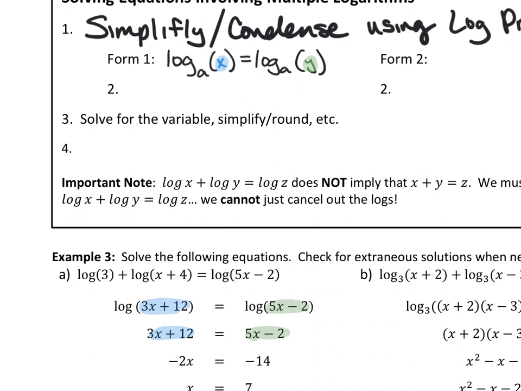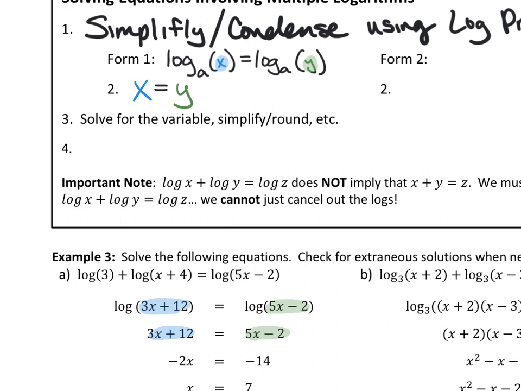Since the logarithms have the same base, we can just get rid of the logs. We've taken out the logs because those logs will be equal if x is equal to y, meaning that you are setting the arguments equal to each other. Now at this point, the solving part, again, is going to have some variety. Maybe a one-step, a two-step, a quadratic equation. Doesn't matter how we solve it, as long as it's appropriate for the problem. You're going to solve for the variable, simplify and round, etc.